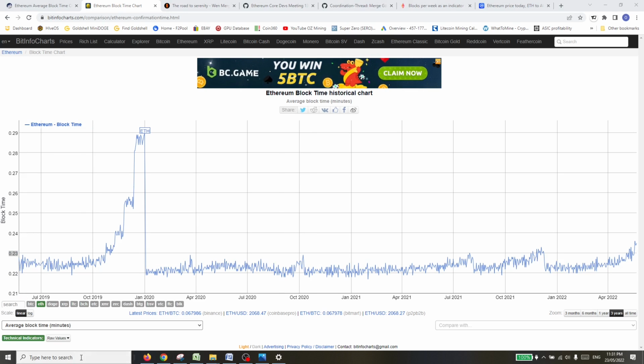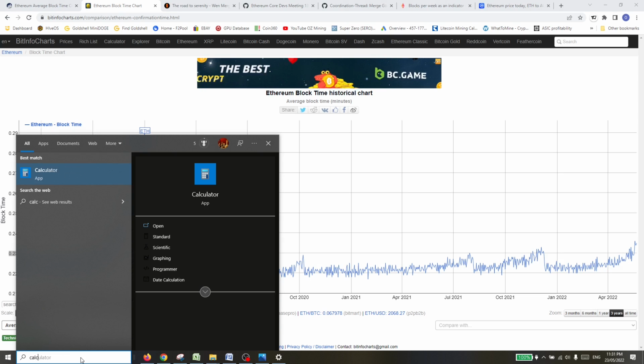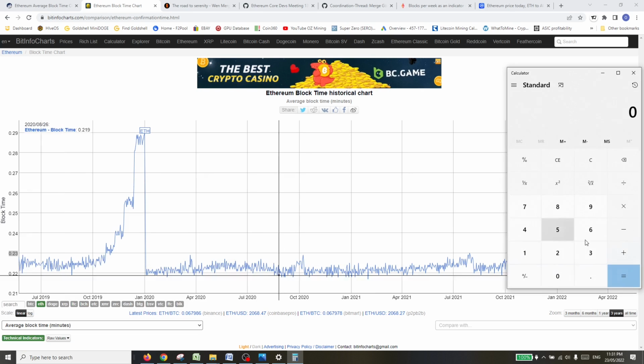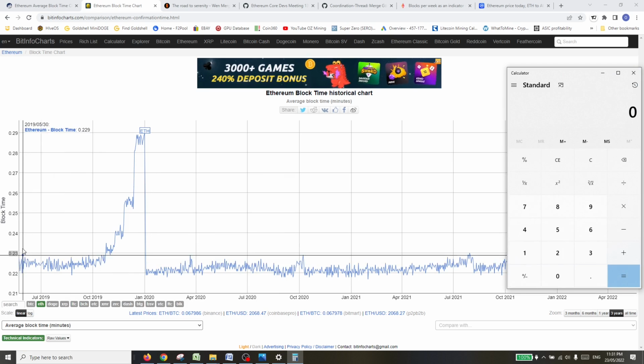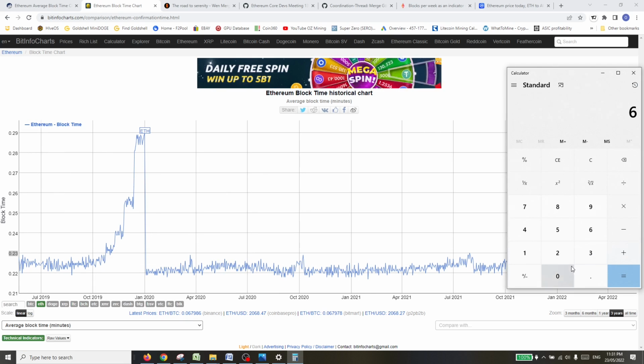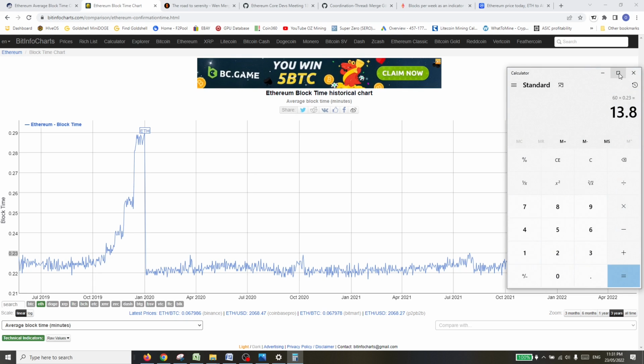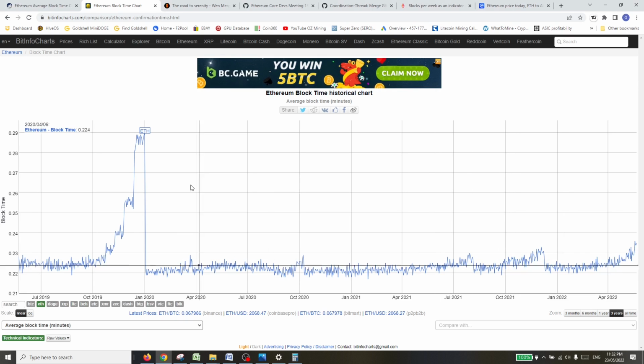So if we bring up our calculator here, and say 0.23, 60 seconds times 0.23 equals 13.8 seconds. Again, this is a different way to look at it. This is BitInfoCharts.